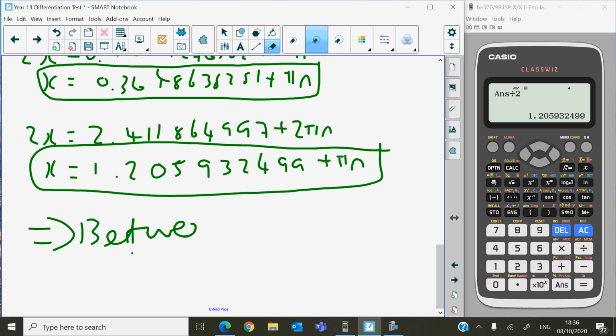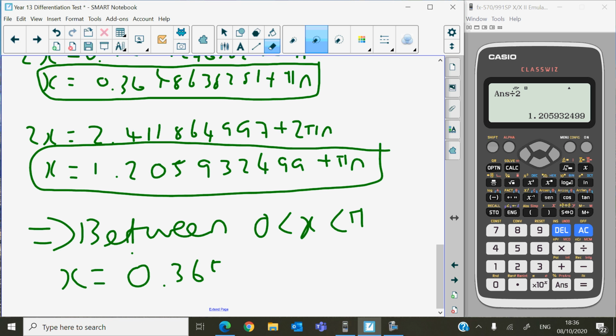Between the values that we need, 0, x, and pi, we know that x has got to be equal to 0.36, and then that 4 is going to get rounded up from here, because you can see the 8 is greater than 4, so therefore it's getting rounded up to 5. Radians is a little c. And the other one, 1.205, we asked for 3 decimal places. That 5 is going to get rounded up to 6, so 1.206. And make a little note, 3 decimal places. And there you have it. That's how we solve those questions.